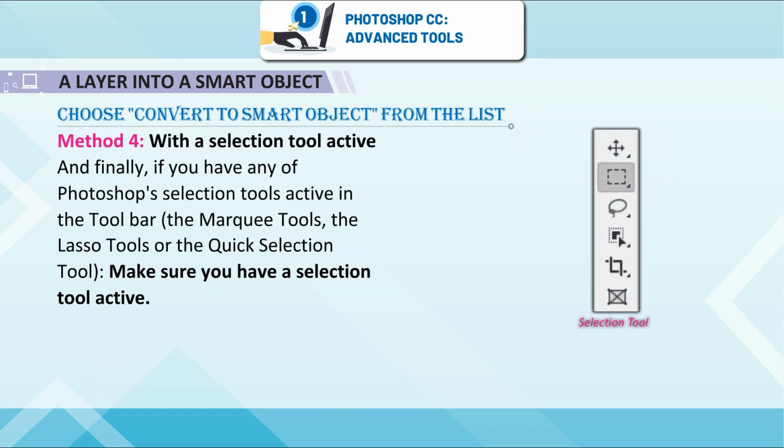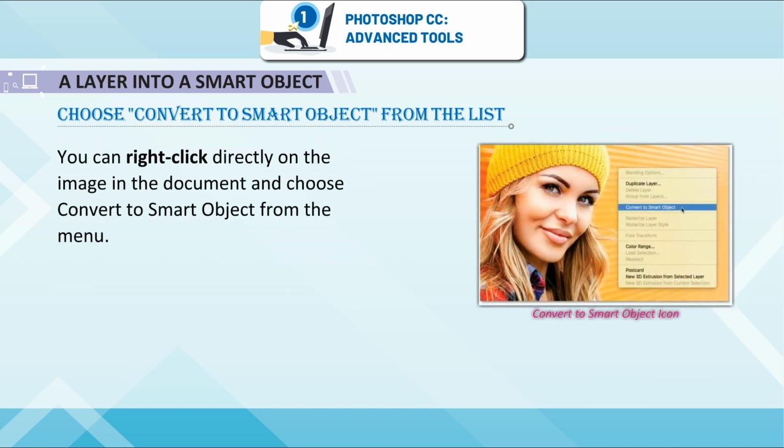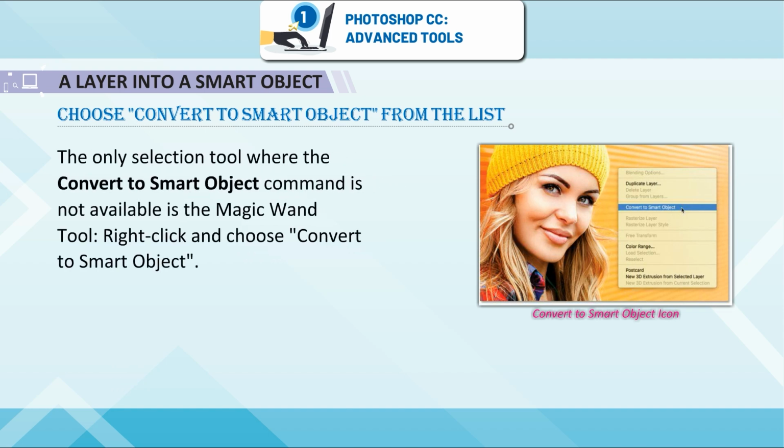Method 4. With a selection tool active. Finally, if you have any of Photoshop's selection tools active in the toolbar, the marquee tools, the lasso tools, or the quick selection tool, you can right-click directly on the image in the document and choose Convert to Smart Object from the menu. The only selection tool where the Convert to Smart Object command is not available is the Magic Wand tool.